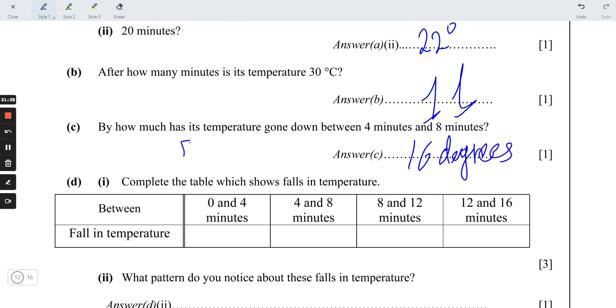Yeah, so 52 minus 63. Yes. 36, sorry, 36.